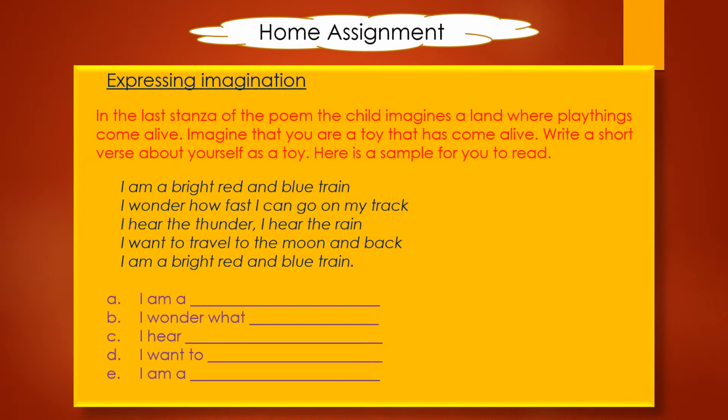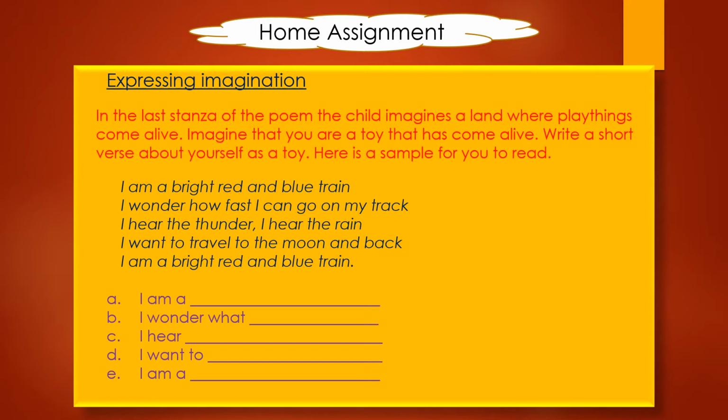So children, now I hope you all have understood all the word meanings, question answers, exercises very well. Yes. So now here is a home assignment for you. Here it is. Expressing imagination. Means you have to express your imaginations in this. Okay? Let's see. In the last stanza of the poem, the child imagines a land where playthings come alive. Imagine that you are a toy that has come alive.